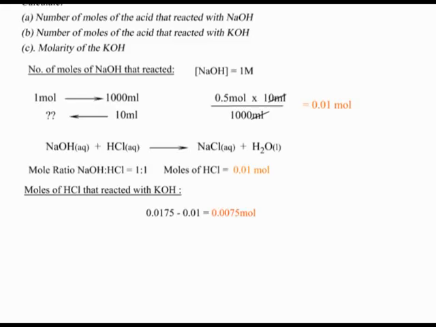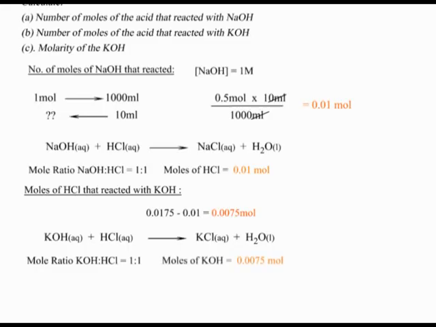From here, we can get the number of moles of potassium hydroxide that reacted from the first experiment. We get the mole ratio from the equation. There it is, and the ratio is 1:1. So the moles of potassium hydroxide is equal to the moles of hydrochloric acid. That is 0.0075. This number of moles are contained in 15 milliliters of potassium hydroxide.